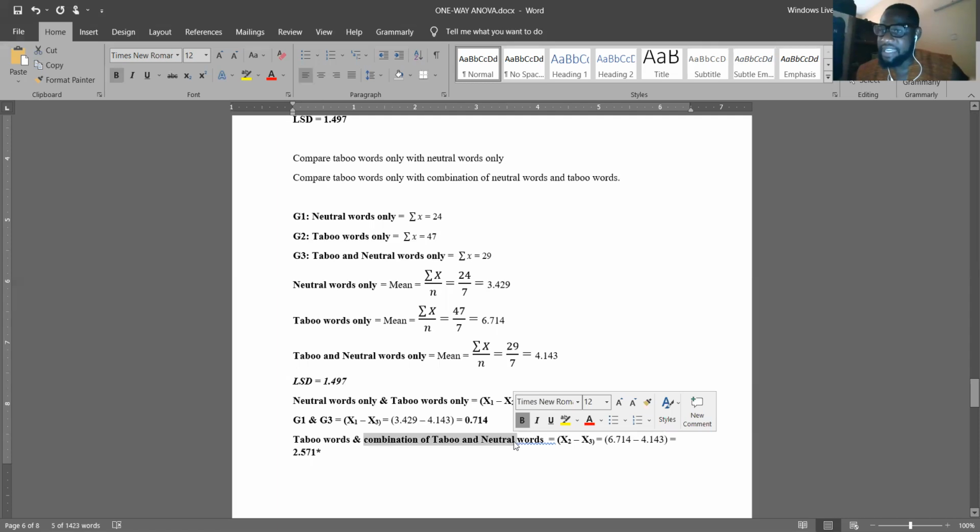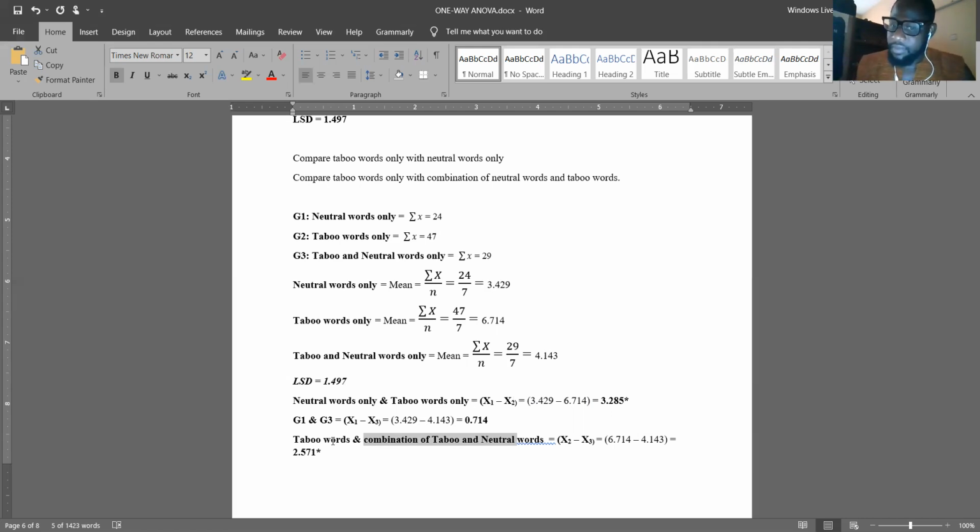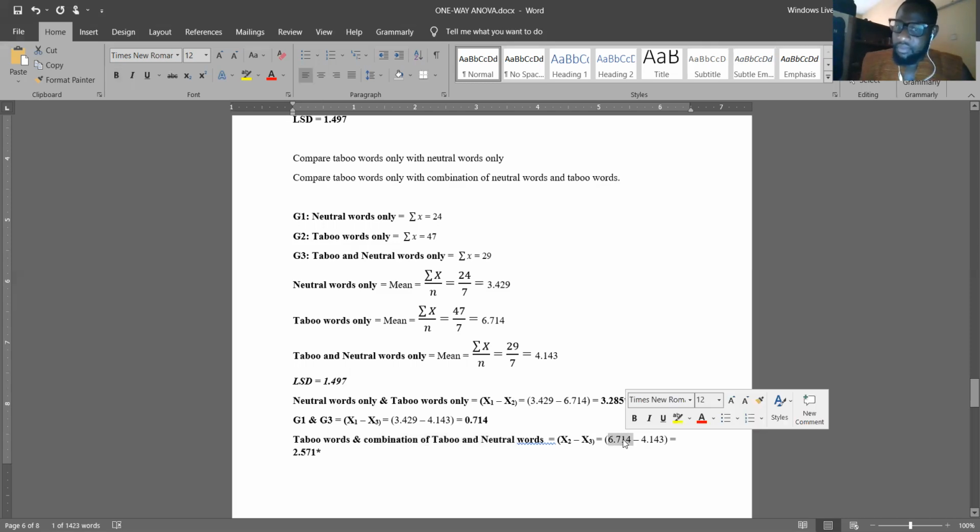So there's a significant difference between the two main groups here, taboo words only and participants in both taboo and neutral words. Then again, you ask yourself, which of the groups committed more errors? Because the number of errors, that's our dependent variable. So we want to find out which of the groups committed more errors than the other. And like what we did for the previous one, we use the means. When you realize that the mean is greater than the other, that should tell you that the one with a larger mean committed more errors.